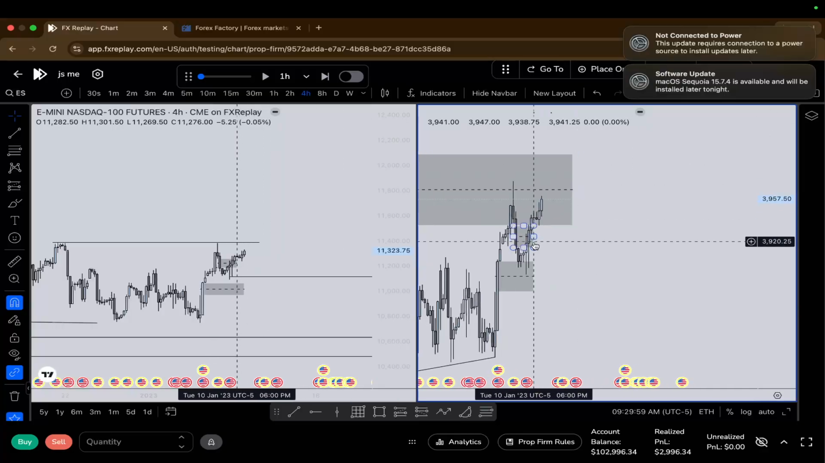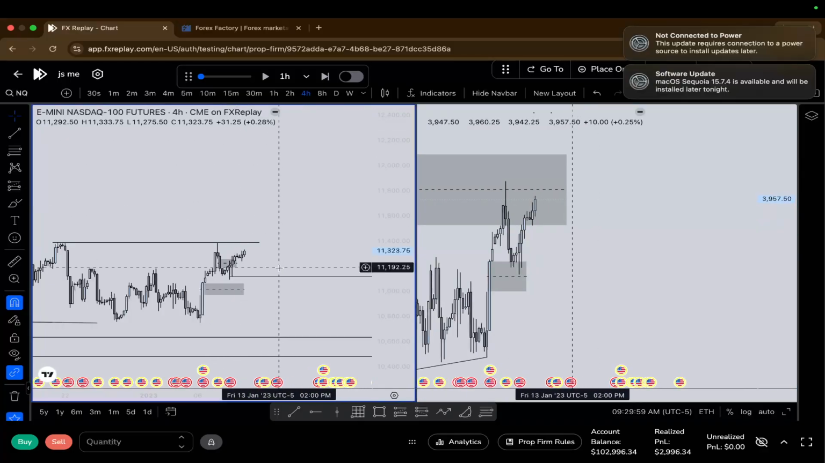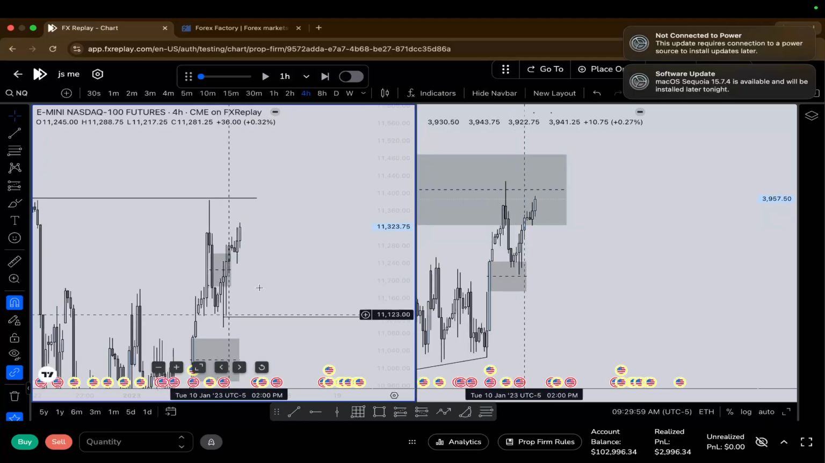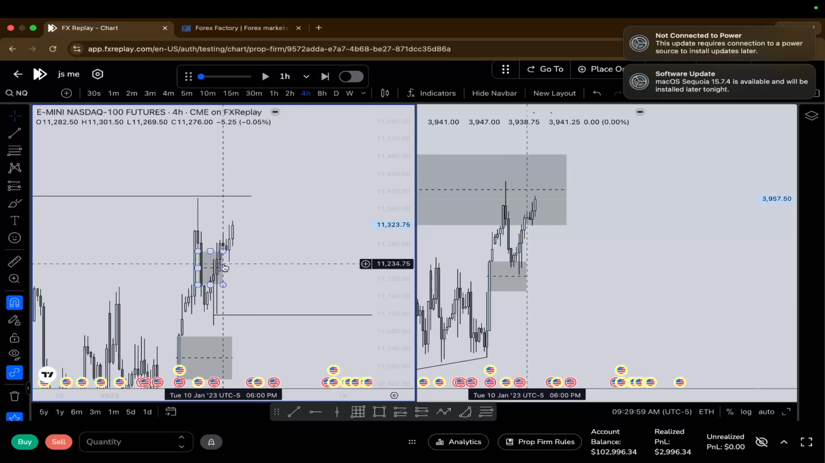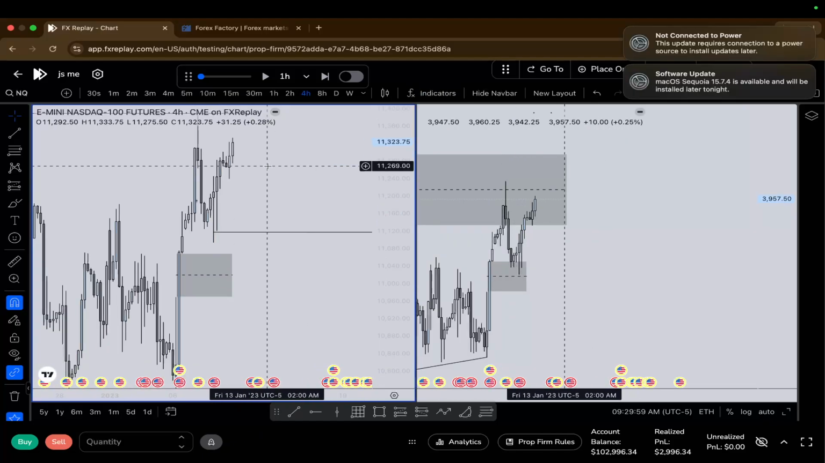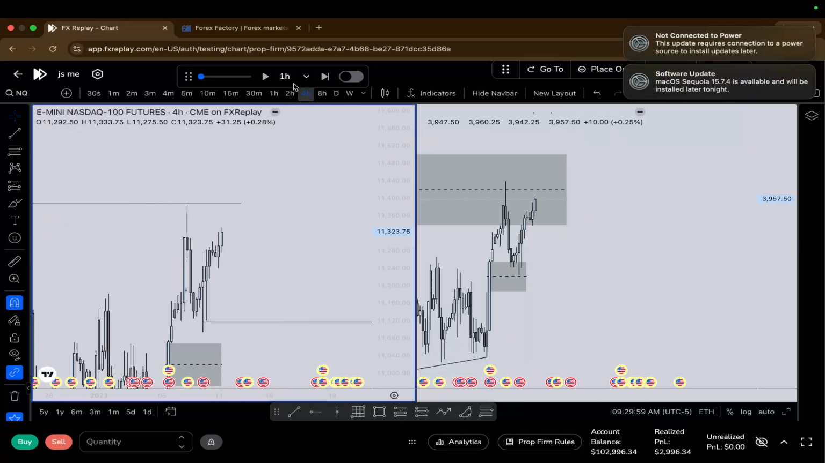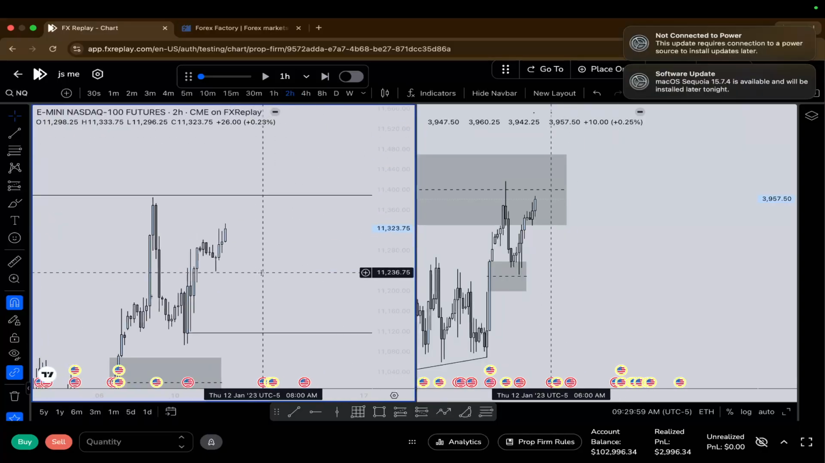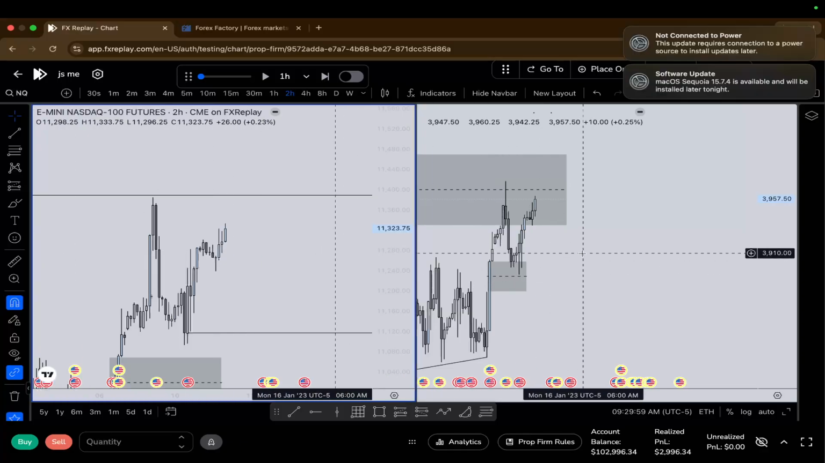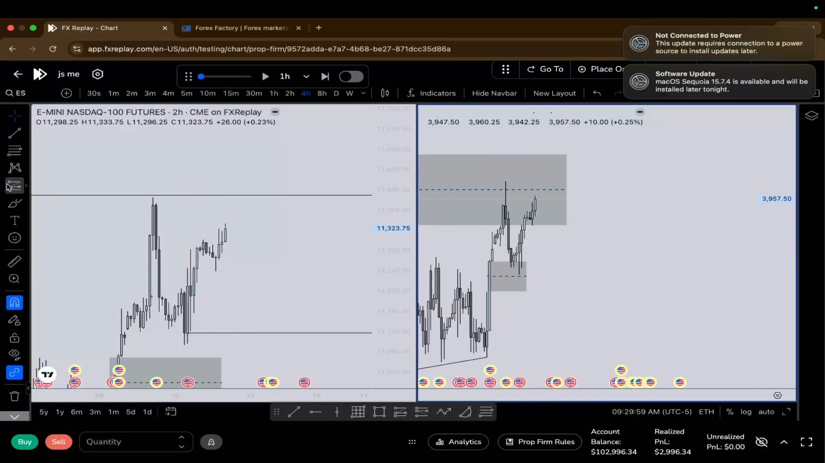Trying to go a little faster since we're going to be backtesting for a bit. Let's see. We are disrespecting these bearish gaps. So yeah, I'm going to be looking for a gap around here.